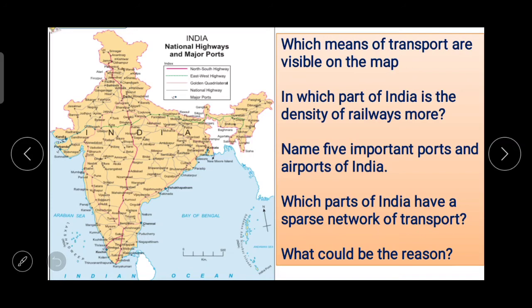So, the questions are like this: which means of transport are visible on the map? In the first map, figure 9.10, we can see the highways and major ports, meaning waterways and roadways, and in 9.11 railway routes and airways. In which part of India is the density of railways more? Name 5 important ports and airports of India. For this you have to observe the map and then only you can write the names. Which parts of India have a sparse network of transport? What could be the reason?